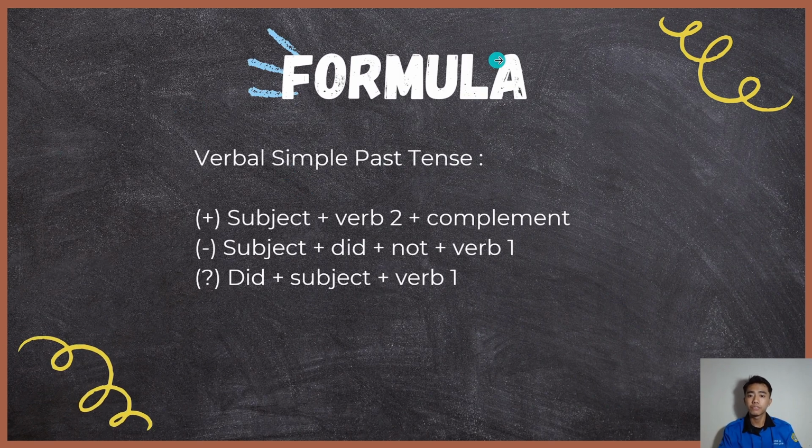Okay guys, this is the formula for verbal simple past tense. Positive: subject plus verb 2 plus complement. Negative: subject plus did plus not plus verb 1. And interrogative: did plus subject plus verb 1.